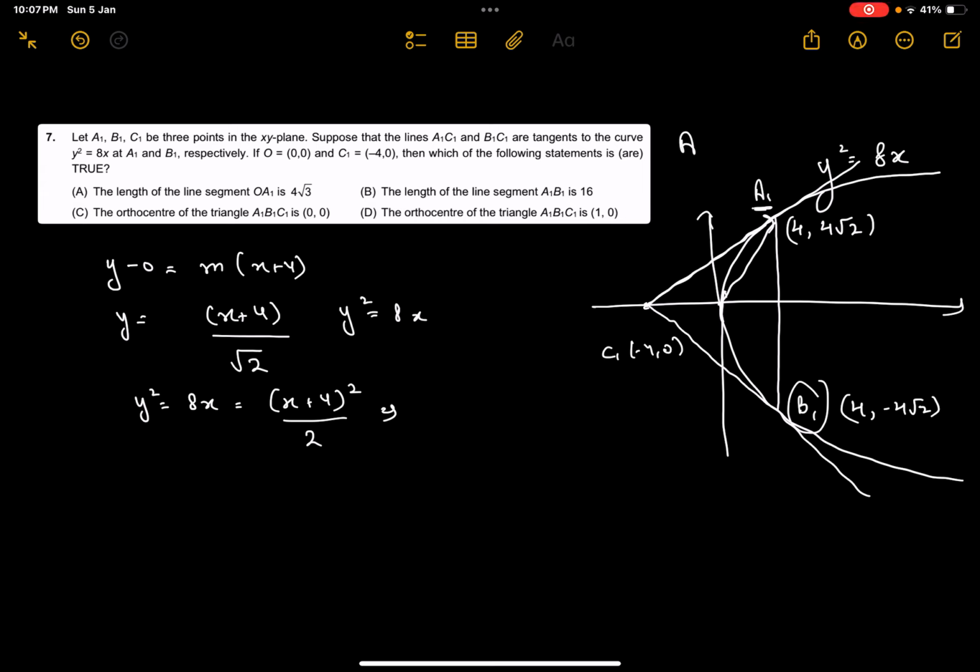So the slope of line B1 C1 was minus 1 by root 2. So the slope of the line perpendicular to it from A1 would be root 2. So that line's equation will become y minus 4 root 2 equals m times x minus x1. We have to solve this with y equals 0, which gives us minus 4 root 2 equals root 2 times (x minus 4), which gives us x minus 4 equals minus 4, x equals 0. So C option is correct, D option is not.